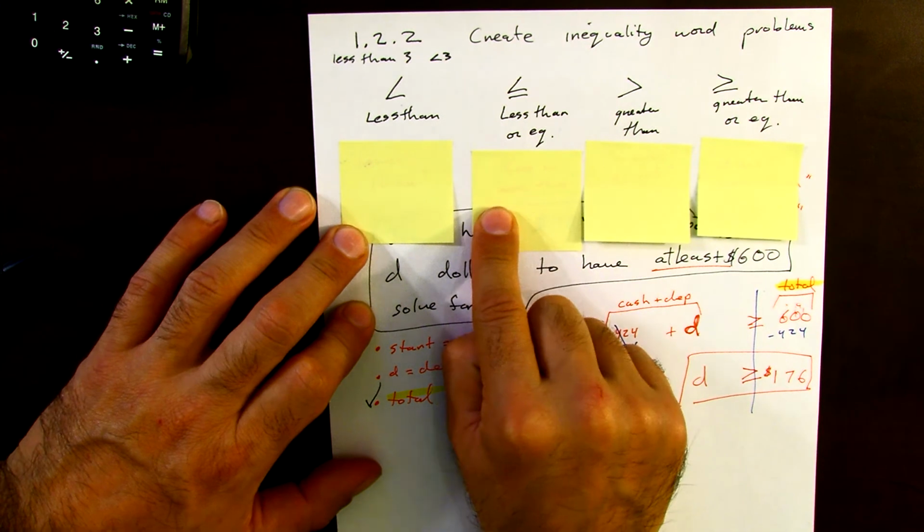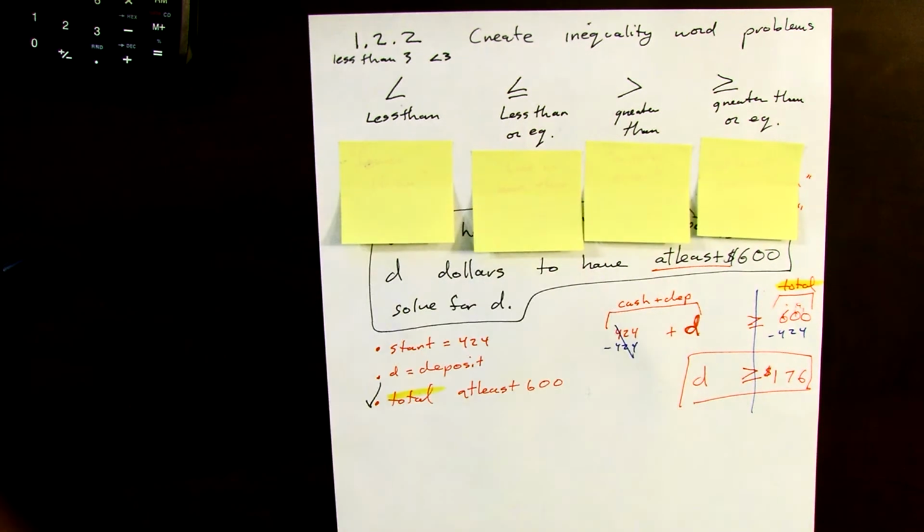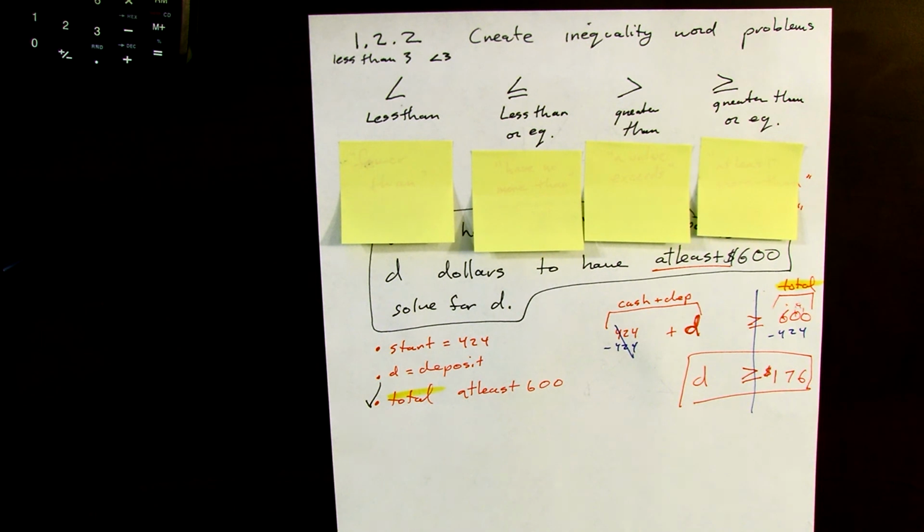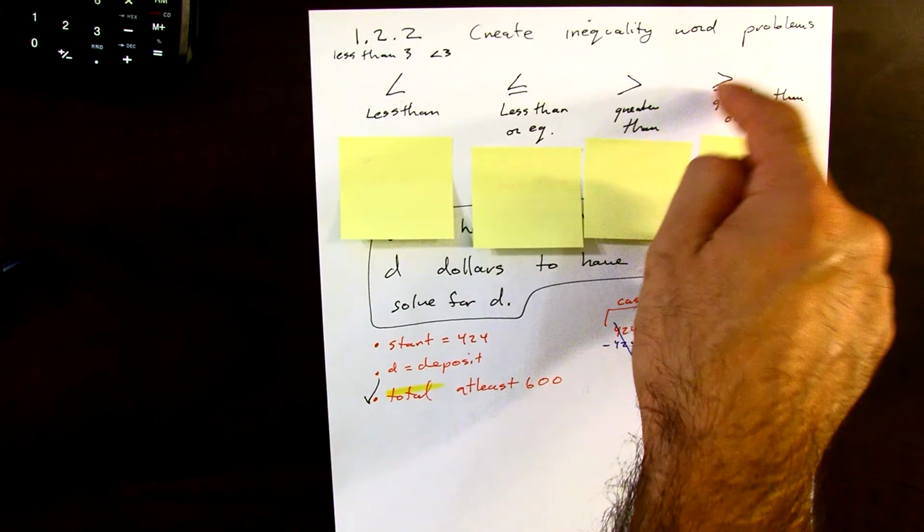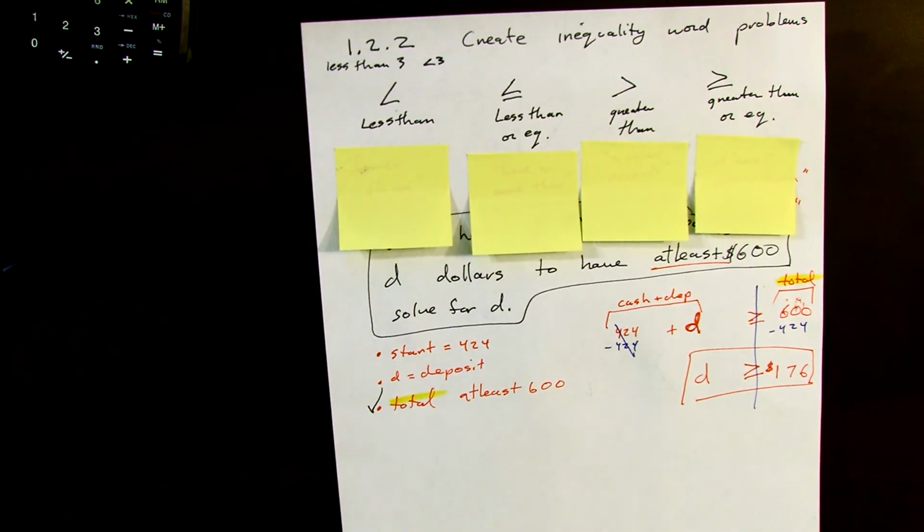All right, here we go. So what does "have no more than" mean? Where does that fit? I'm going to write it in the chat. Have no more than. I want you to copy that same phrase and put it underneath one of these four options. Have no more than.